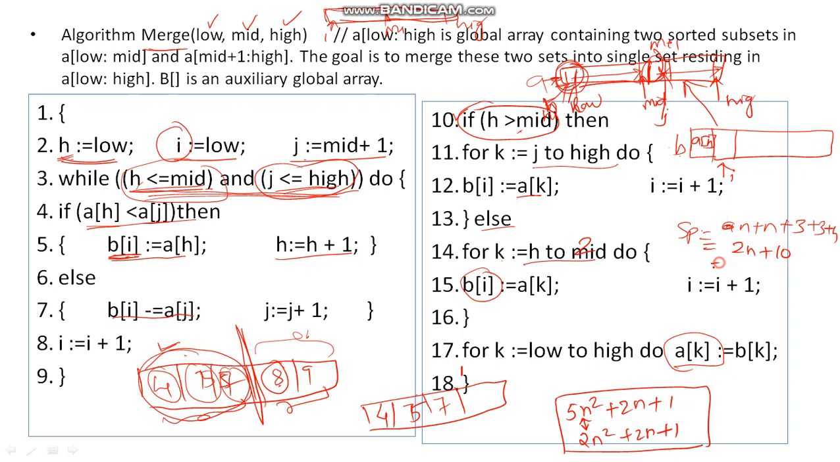In case of bubble sort it was n plus 4, in case of selection sort it was n plus 4, as well as in case of insertion sort it was n plus 4. So the space required for merge sort is 2n, which is more as compared to the other algorithms.